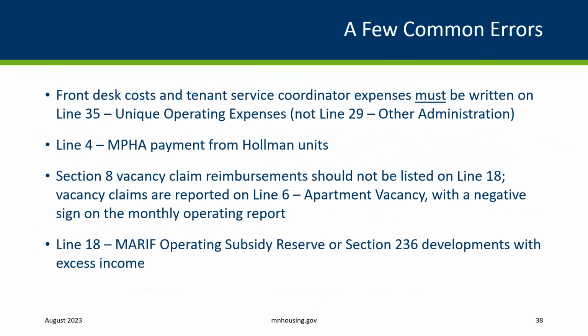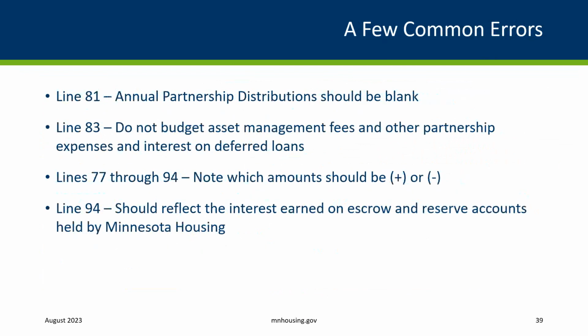Estimated budget numbers for developments receiving Merriff operating subsidy and Section 236 developments that receive excess income should be listed on line 18 of the budget. Break down these numbers in the budget notes by specifying the amounts and the source of funds.